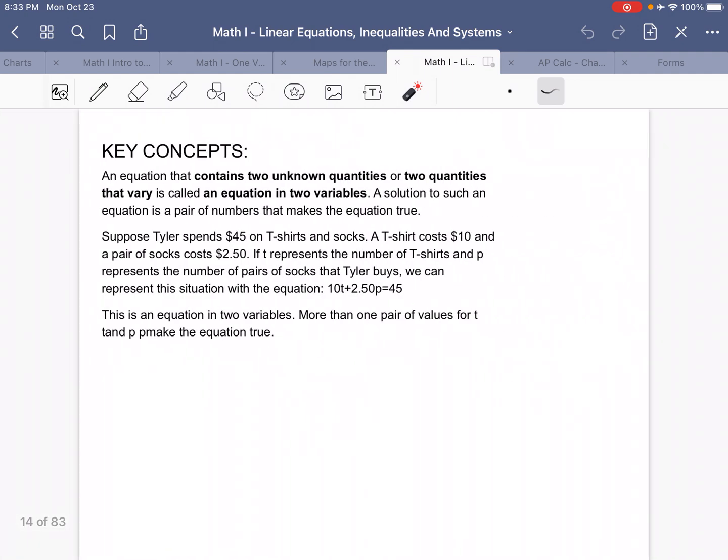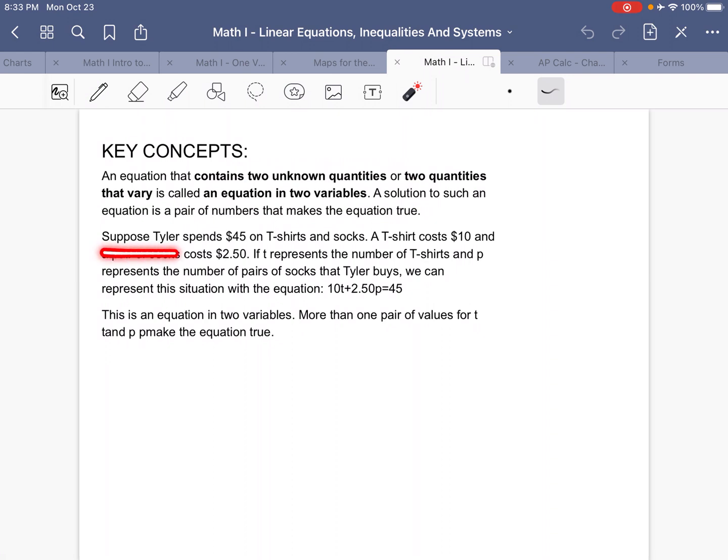So, an equation that contains two unknown quantities, or two quantities that vary, is called an equation in two variables. A solution to such an equation is a pair of numbers that makes the equation true. We've talked a lot about the definition of a solution to an equation. It's a number or numbers that replaces a variable or variables that make an equation true. So, two numbers are required for an equation in two variables to be a solution.